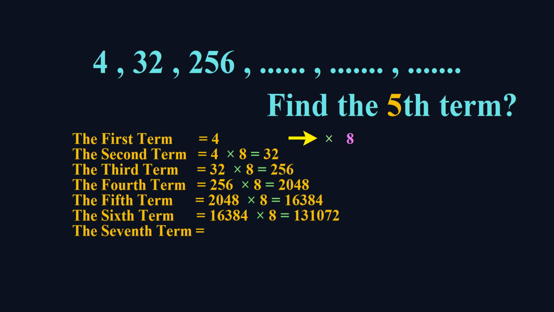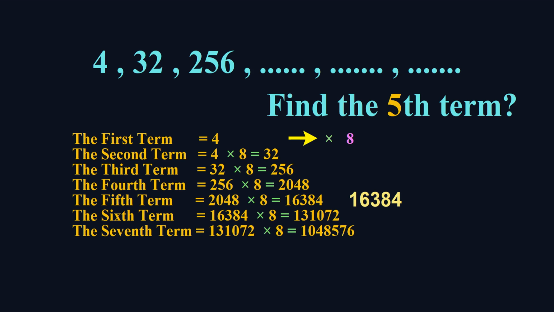131,072. And the seventh term is 131,072 times 8, which equals 1,048,576. And for our problem, we want to get the fifth term, which equals 16,384. And this is the solution by using the manual method.